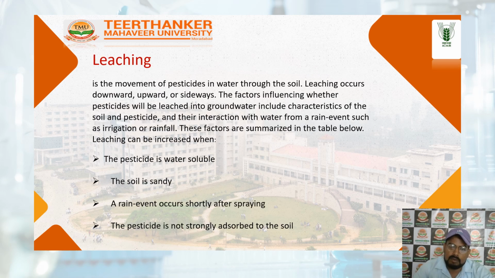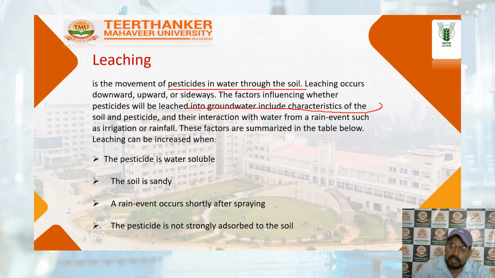And the next one, the last one, is leaching. Leaching is the movement of the pesticide in the water through the soil. Leaching occurs downward, upwards, and sideways. So the factors influence whether the pesticide will leach to the groundwater and affect the water and soil. So the soil-pesticide interaction with the water and rain event, such as irrigation, as well as water runoff.